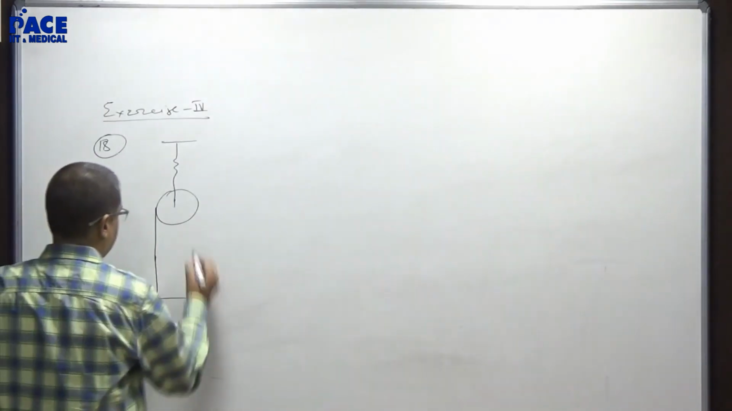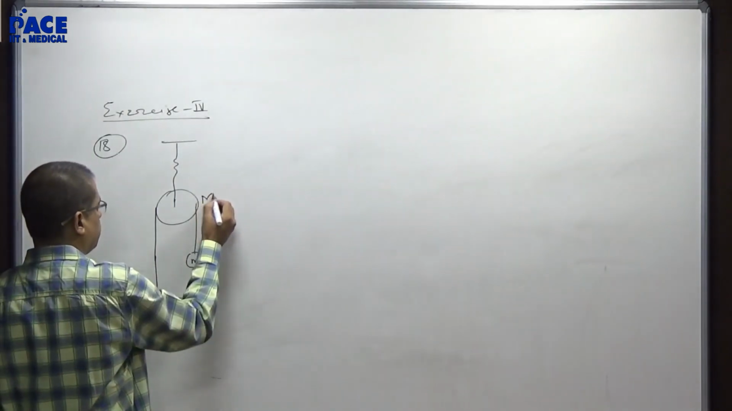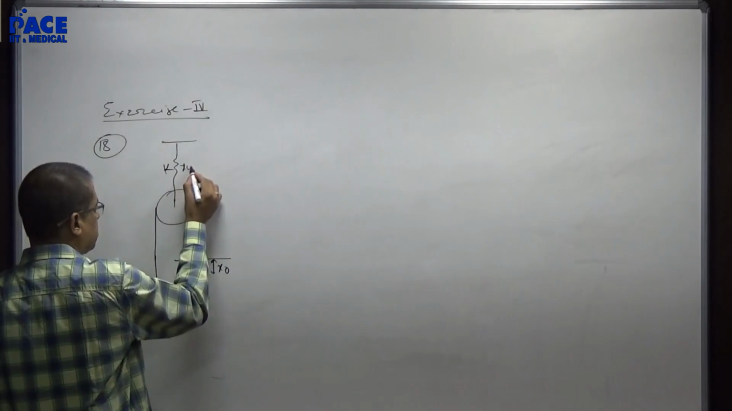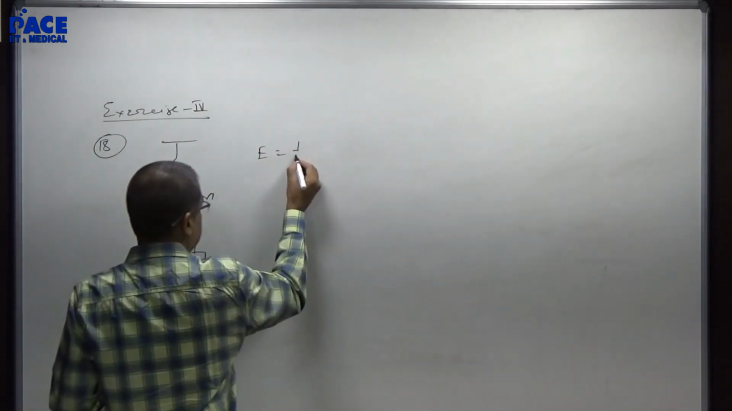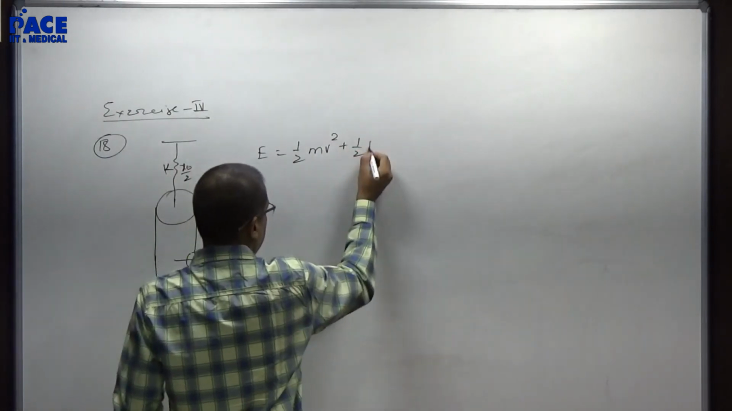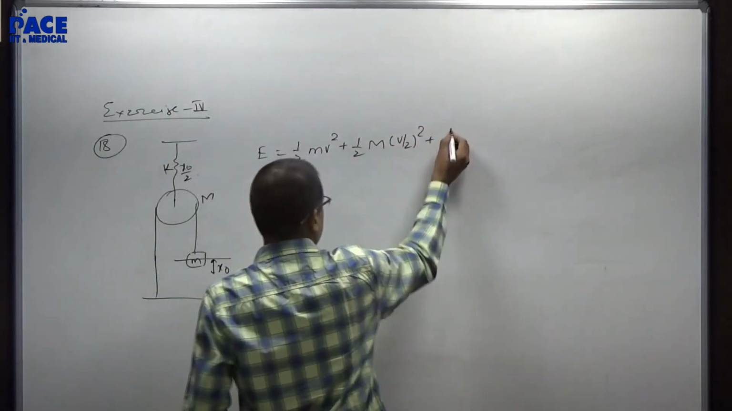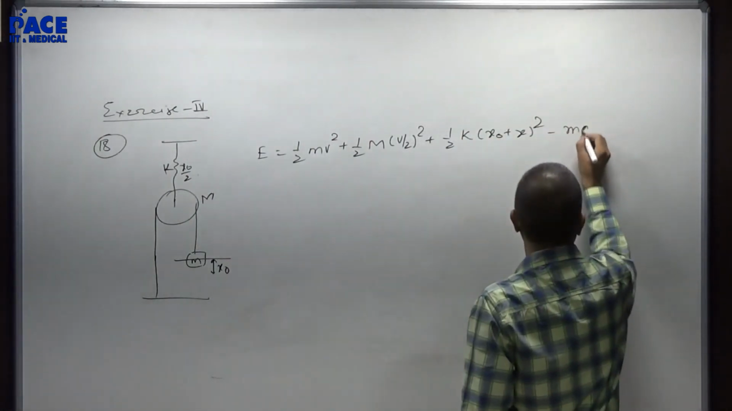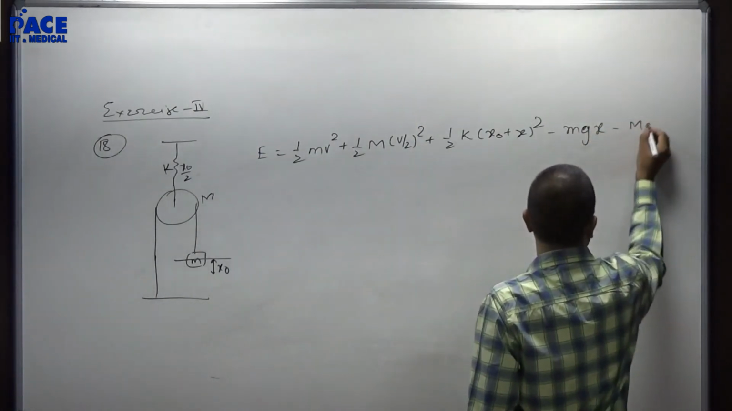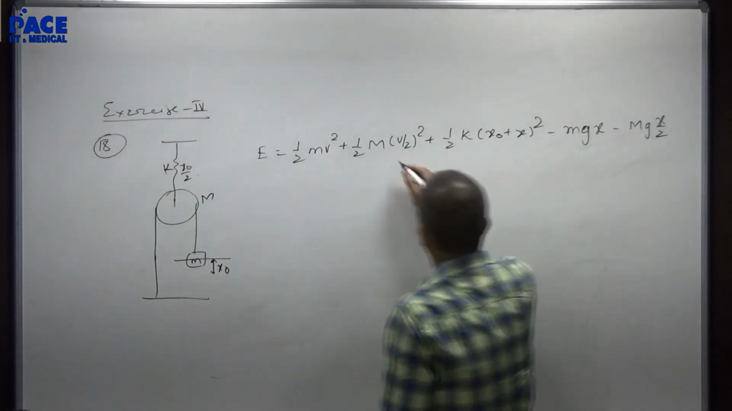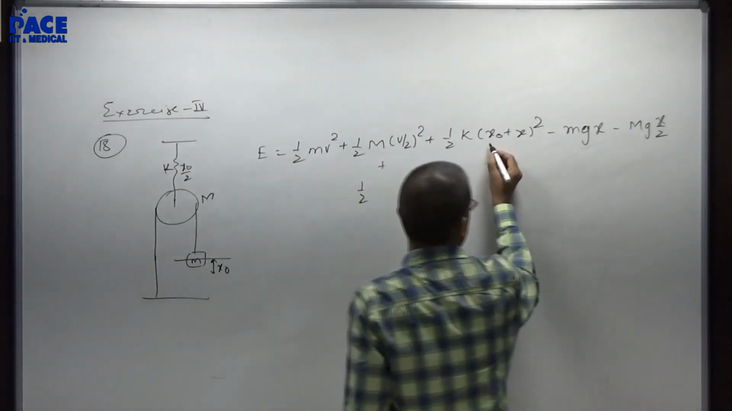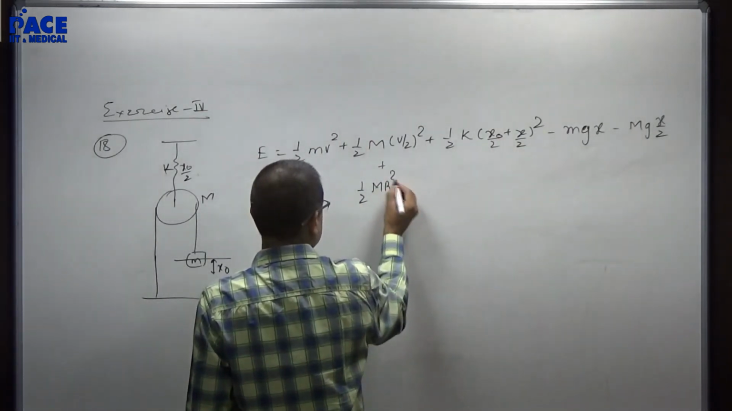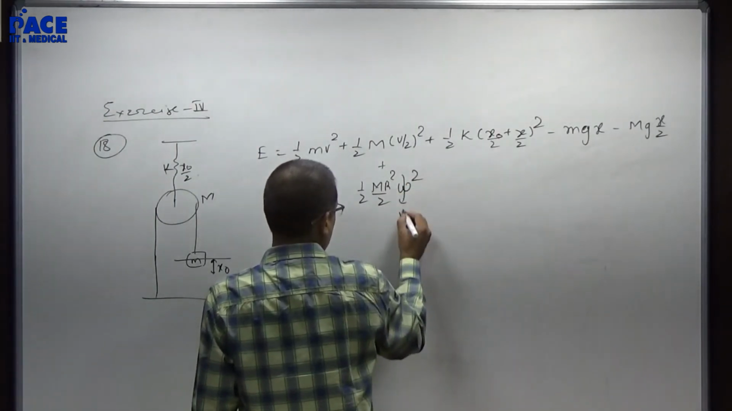Now listen. For this, I take this to be small m, this to be capital M, this to be K. If this comes down by x naught, this will have x naught by 2. Total energy is half small m v square, plus half capital M (v by 2) whole square, plus half k (x naught plus x) whole square, minus mg x minus capital M g x by 2, plus half capital M r square by 2 into omega square. Omega will be v by r.